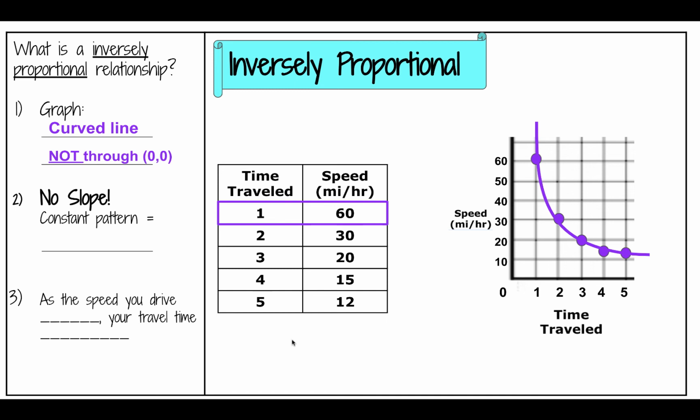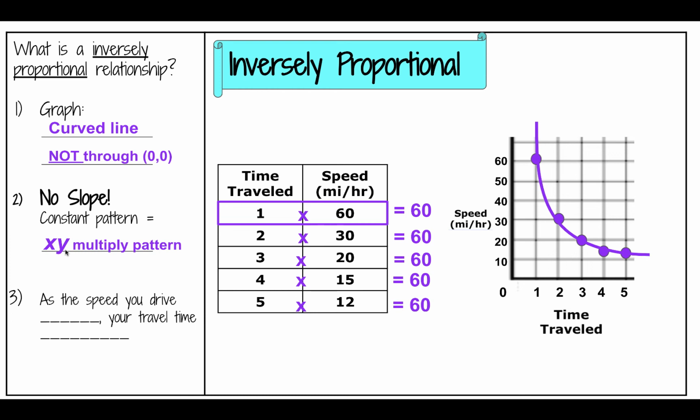Look from side to side. 1 times 60 is 60. 2 times 30 is 60. 3 times 20 is 60. 4 times 15 is 60. 5 times 12 is 60. So while this is inversely proportional, there still is a constant pattern. Our constant value that we're getting when we take our x and we multiply it to our y is 60.